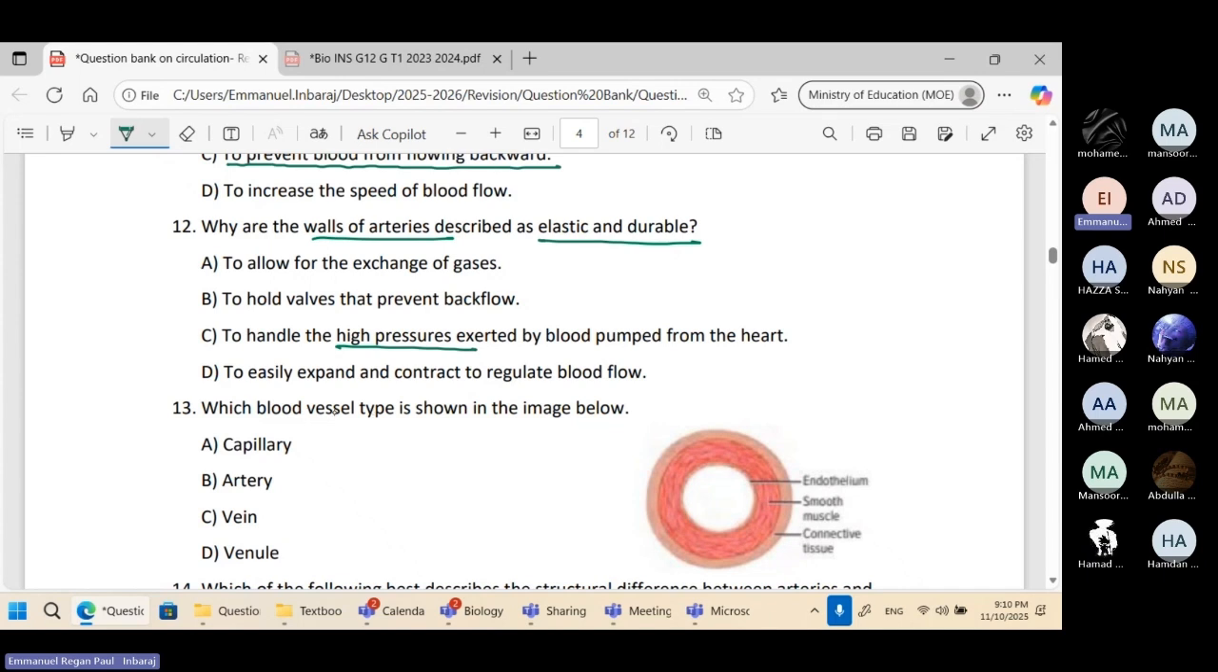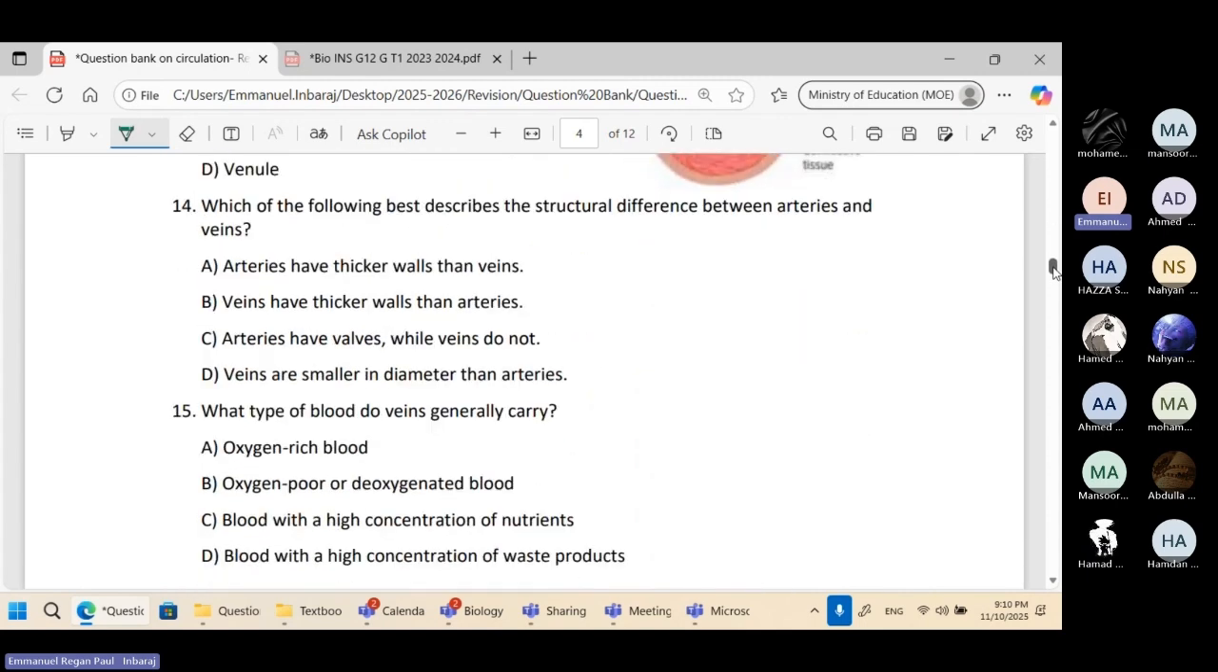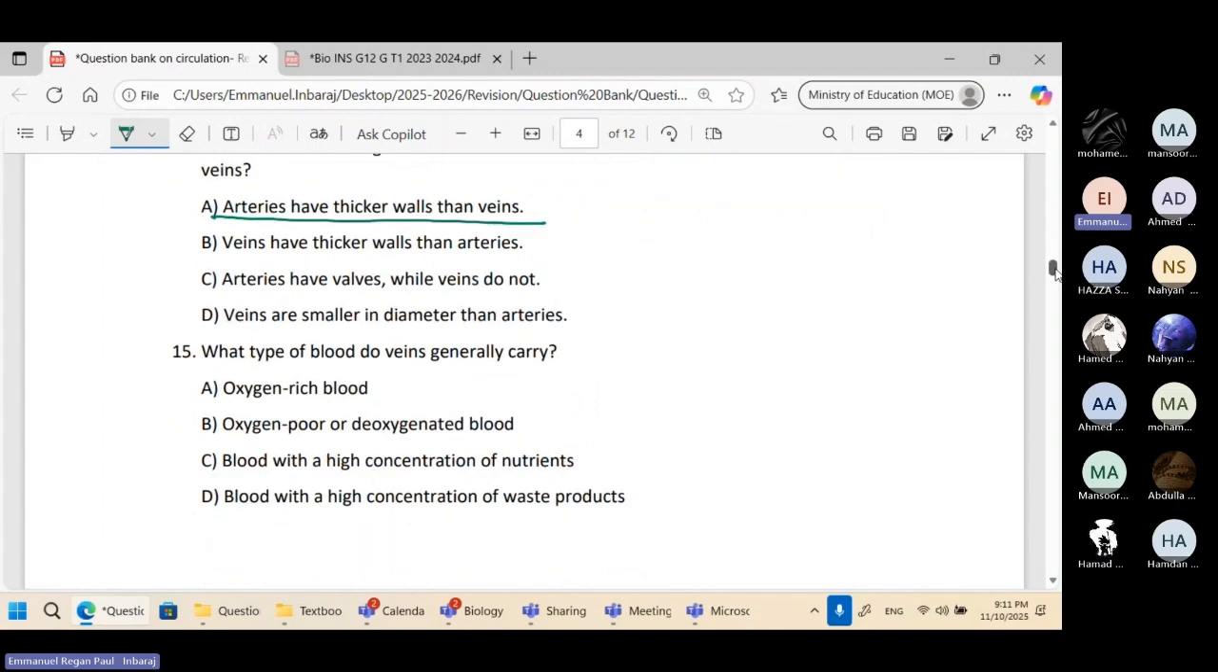Okay. Now, what type of blood vessel is shown here? Artery. It's an artery. Don't forget, it's an artery. Okay, we'll do one more question. Which of the following best describes the structural difference between artery and vein? The arteries have a thicker wall than veins. Okay. So the other questions, you can do it. I have already given you this paper.